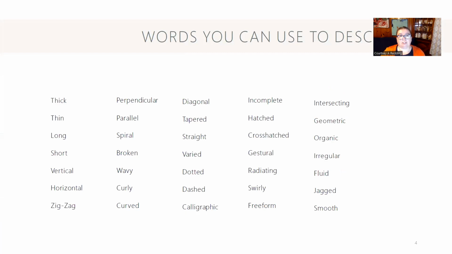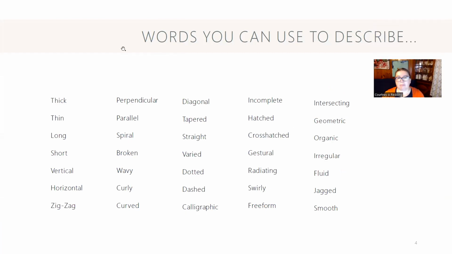Some words that you can use to describe these. I'm just going to slide this down so we can see all of these slides. This is just the basis. You can use any word under the sun. Thick, thin, long, short, vertical, horizontal, zigzag. And you see a lot of these are from our math land. So whenever I hear people say art and math don't go together, well, they kind of do. They're part of our descriptors. We might not be solving a solution, but we're using the terminology to dissect something. Perpendicular, parallel, spiral, broken, wavy, curly, curved, diagonal, tapered, straight, et cetera.